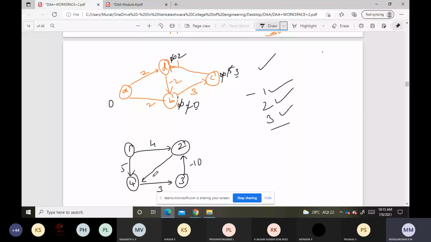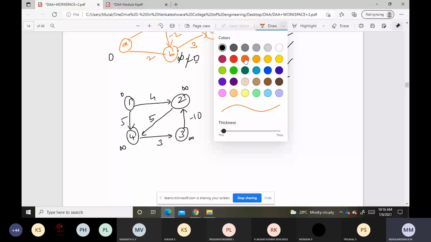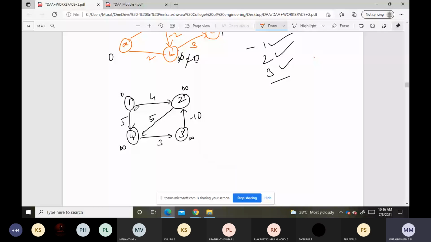Okay. Now you just relax this one. So if we are relaxing this one, so this is 0, this is infinity, this is infinity, and this is infinity. Okay. So just apply relaxation for this. 0 plus 4. Yes. Here 0 plus 5.